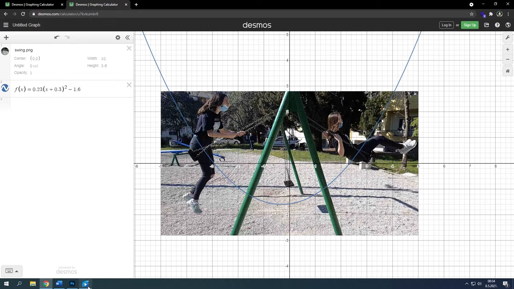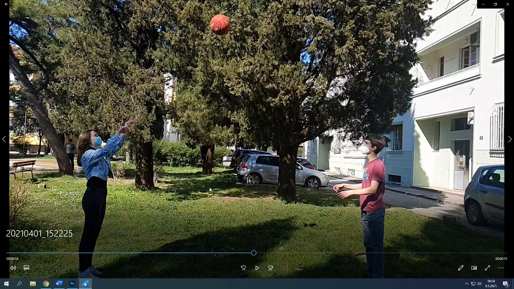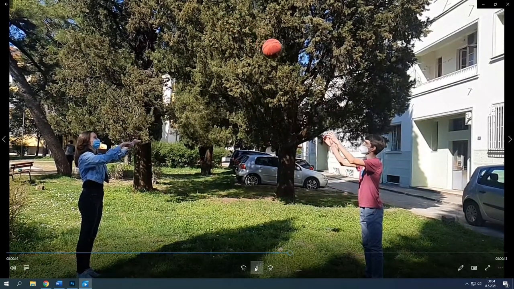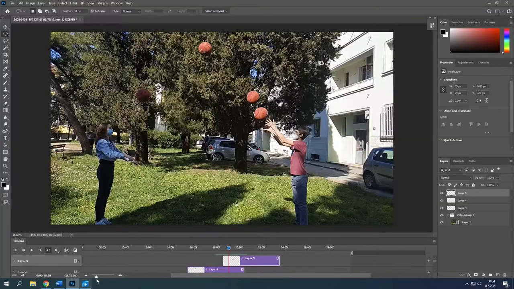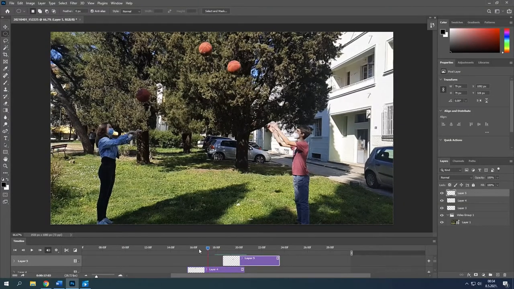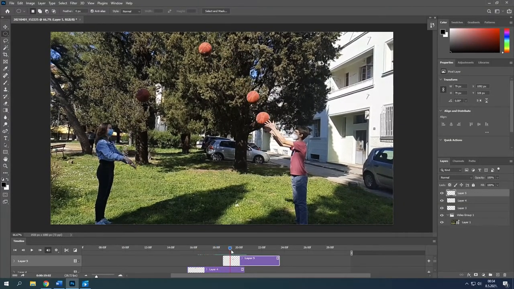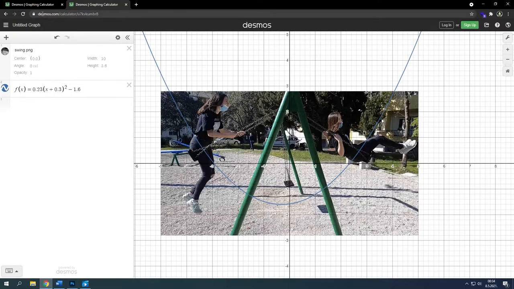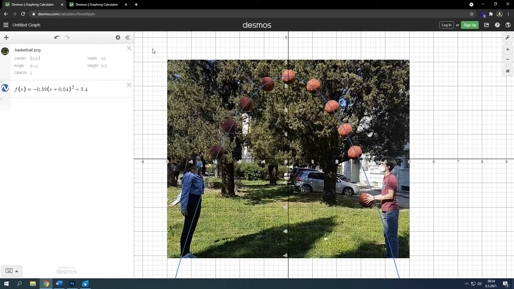First, we took slow motion videos of a ball being thrown and a person swinging. From these videos, using photo editing software, we created two pictures where the trajectory of movement was clearly visible. After that, we inserted them into Desmos and aligned them with the origin of the coordinate system.